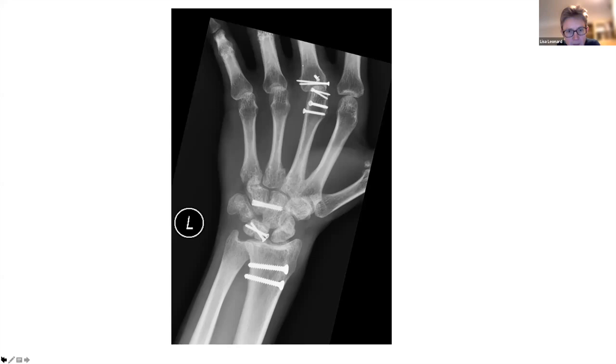He'd come through the head of the metacarpal and down in between the capitate and the hamate. So there's a little flake off that, and we put a screw across there as well. But I just put that on as a bit to make you think at the end.